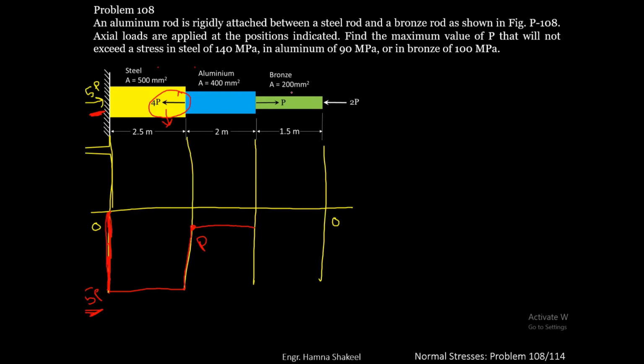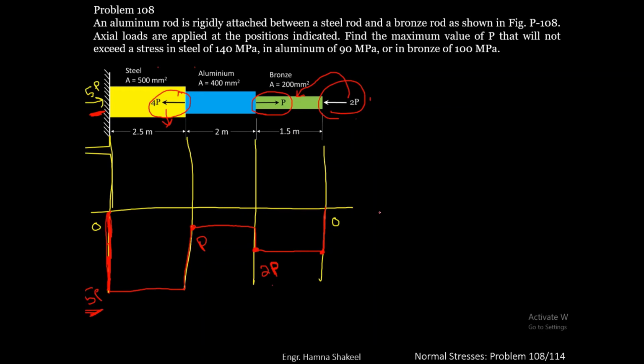At the junction between aluminium and bronze, you have again a compressive force of P acting. So you can go down 1 unit. So minus P will give you minus 2P. Then you'll have the same 2P force in bronze throughout. And at the right hand side, you have a force of 2P acting here. It has an opposite direction to this force, so you can take it as positive. So minus 2P plus 2P will give you 0 force.